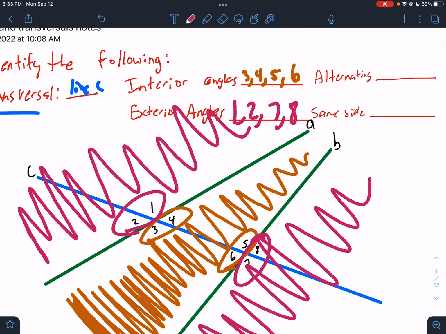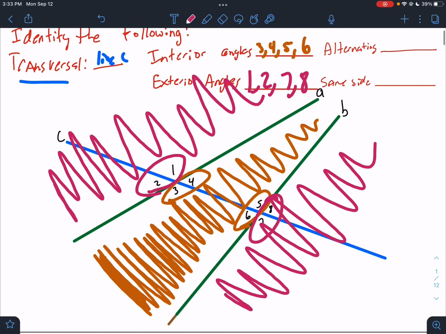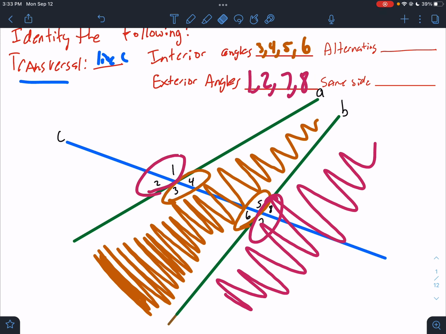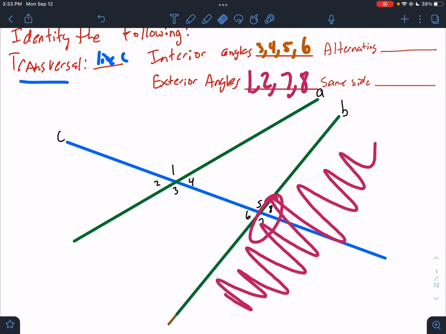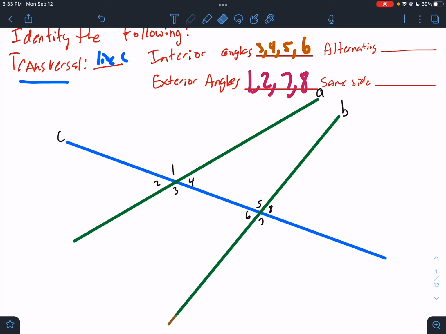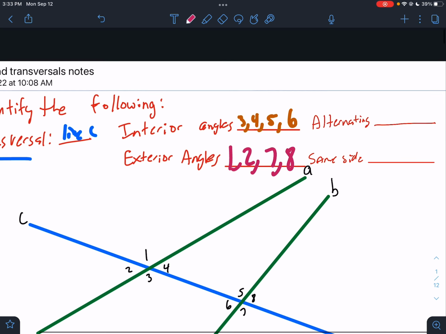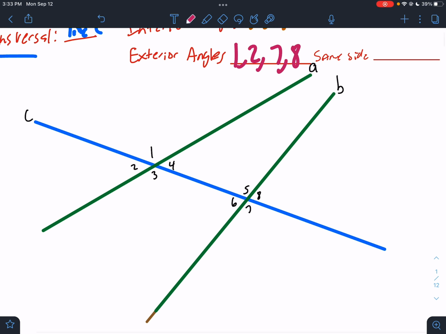Okay, so interior versus exterior. I hope you have a decent idea of what that's about right now. Let me kind of clean this up a little bit. Look at the original picture again. So the next thing we have to decide is alternating versus same side. Alternating versus same side, you determine that by the transversal. The transversal in this picture is the blue line.